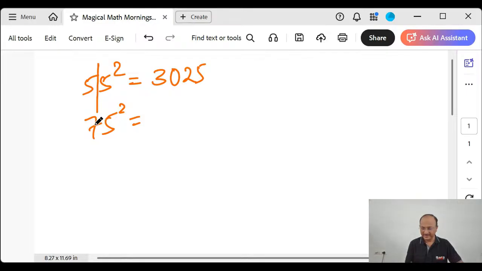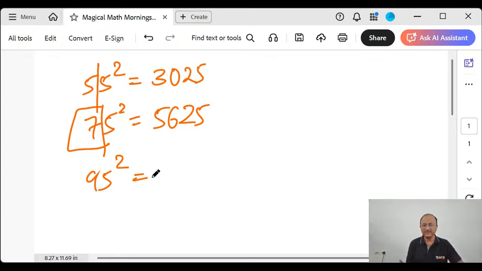Yes. You consider the digits which are there other than 5, and for that you are going to multiply with the number coming after that. What comes after 7? 8. 7 8s are 56, followed by 25. That's it. 75 square is 5625. Find out 95 square.